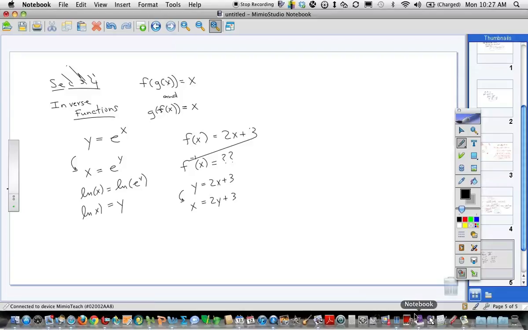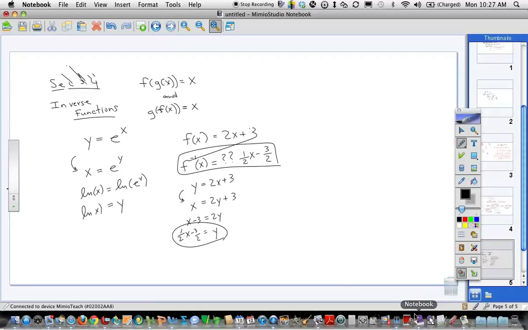Okay, my original function was y equals 2x plus 3. So on this one, I'm going to interchange the x and the y, and now I'm going to solve for y. So I get x minus 3 equals 2y, or y equals 1/2 x minus 3/2. Then I could write that up here as my inverse function: 1/2 x minus 3/2 would be my inverse function. And if you graph those two lines, they would look like mirror images of one another in that line y equals x.